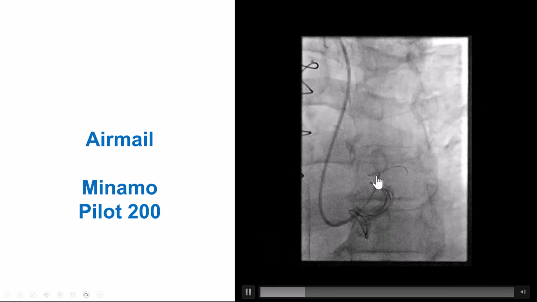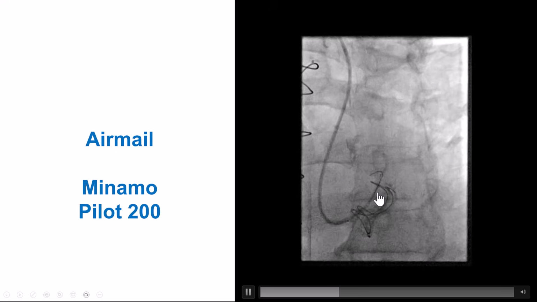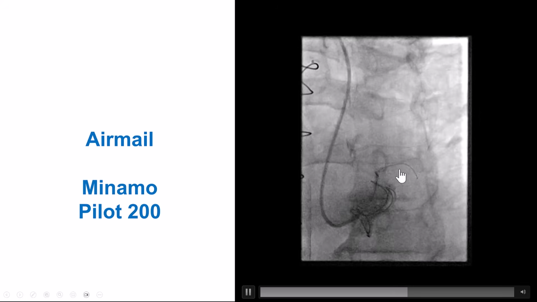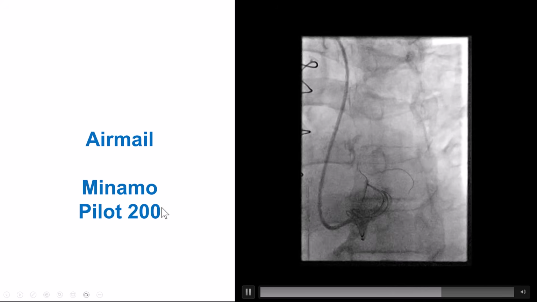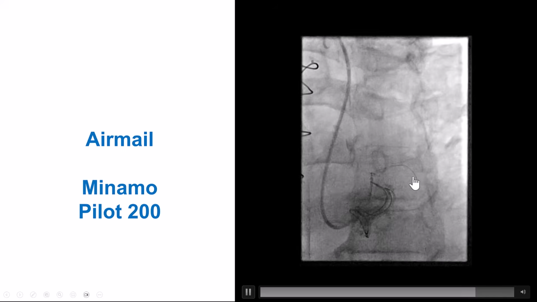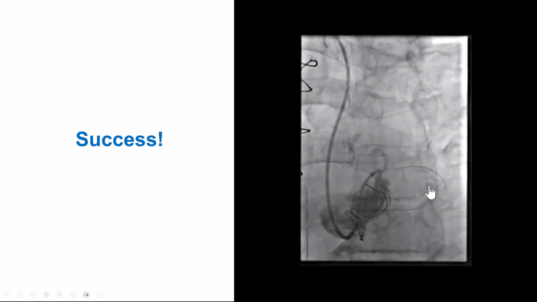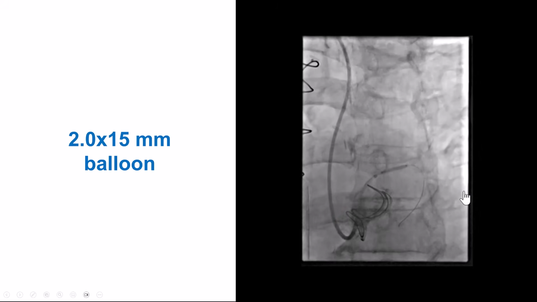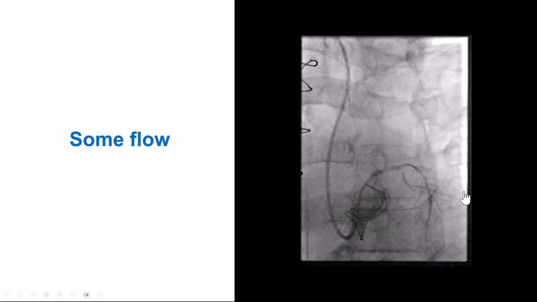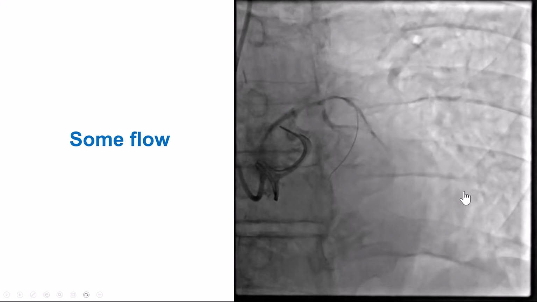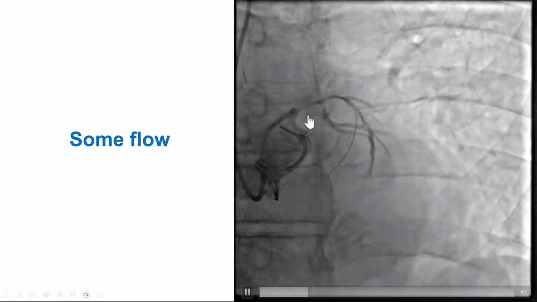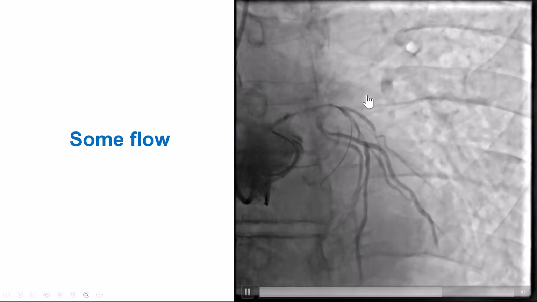Even though we did not really have good engagement of the coronary, we're trying to advance the wire into the coronary, being partially engaged, and eventually, after multiple attempts, a Pilot 200 seems to be advancing along the course of the vessel. And now we do see some faint filling into the coronary artery, likely the circumflex. We were able to advance a small 2.0 mm balloon, and now we finally start seeing some flow going into the coronary arteries. However, there was severe disease, likely dissection of the left main, goes into the circumflex, goes into the LAD.